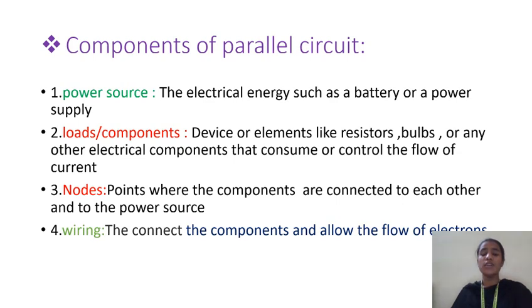Components of a parallel circuit. Power source: the electrical energy source, such as a battery or power supply. You can see the battery or power supply, you know that. Loads: devices or elements like resistors, bulbs or any other electrical components that consume or control the flow of current. Nodes: points where the components are connected to each other and to the power source.